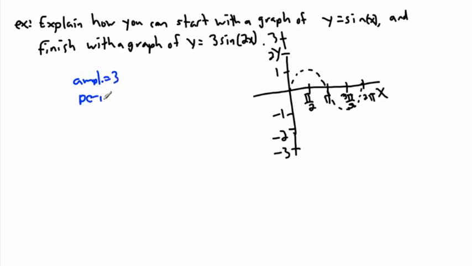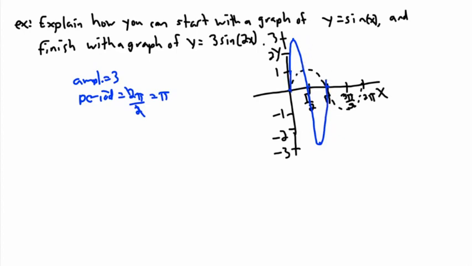However, the period is going to be 2 pi over b, which in this case is 2. So the period is just going to be pi. So because of that, my new one has to have a period of only pi. So it has to be right here. And it has to go from here to here. It has to go all the way up to 3, all the way down here and there. So it's actually going to be really, really stretched. It's going to look like this.